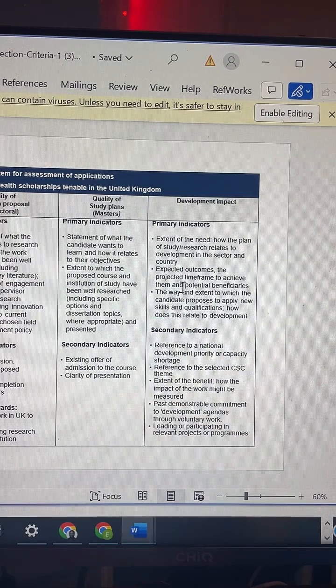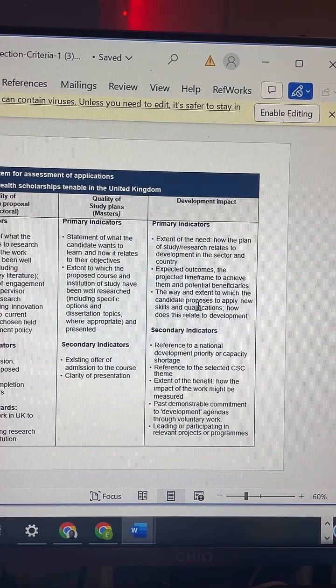So the projected time frame to achieve them, and then the potential beneficiaries. If it's a pressing need, so after 1 year you go back and within few months you can begin something on it. In the next few years you can also project to do something on it. Then they believe that the outcome will be greater, and so they need to give you this scholarship. And then the way and extent to which the candidate proposes.